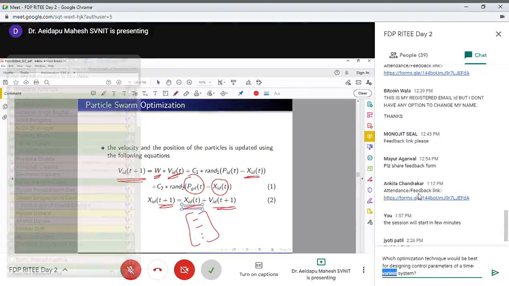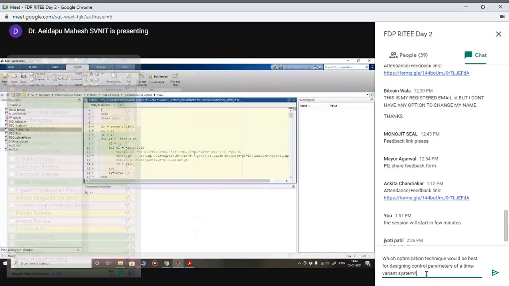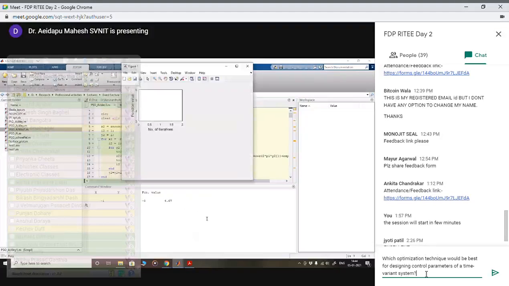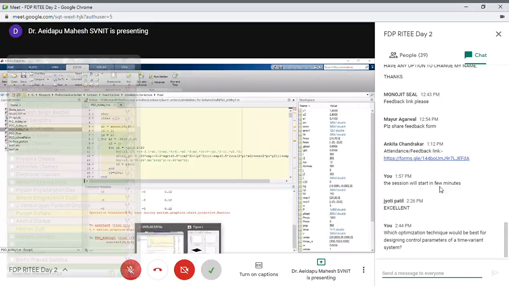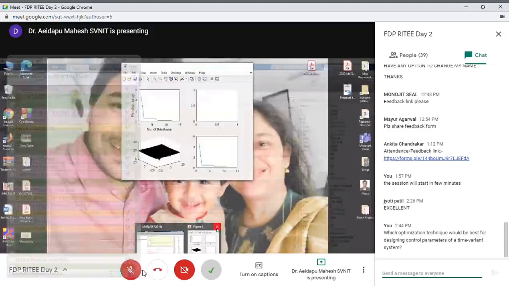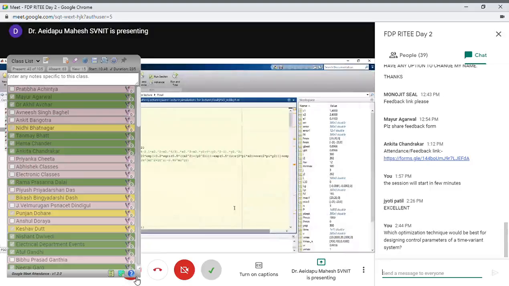Okay, so let me just stop here, and let me show you the same thing in the program. Is the screen visible? Yeah, is the screen visible? MATLAB is visible?